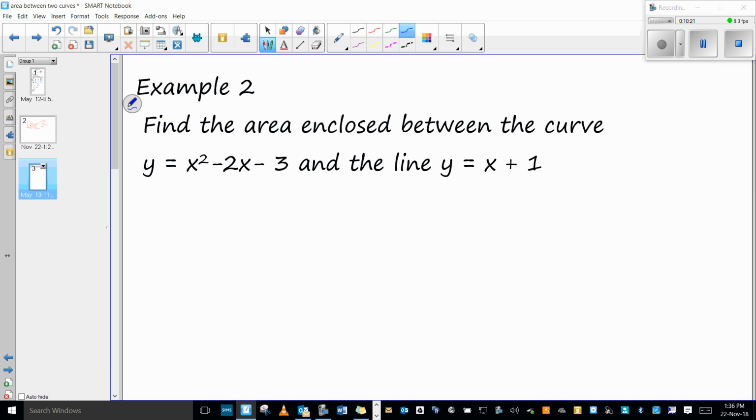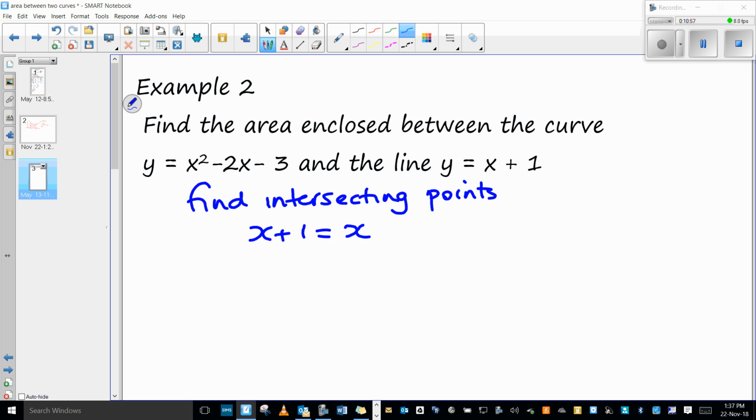Alright, so example 2. Find the area enclosed between the curve and the line below. So what did we have to do first of all? Which one is on top? That wasn't our first thing. What was our first thing? So those equal each other, yes, because we're finding where they intersect. We're finding the intersecting points. So if y is equal to that and y is equal to that, it must mean that they are equal to each other.